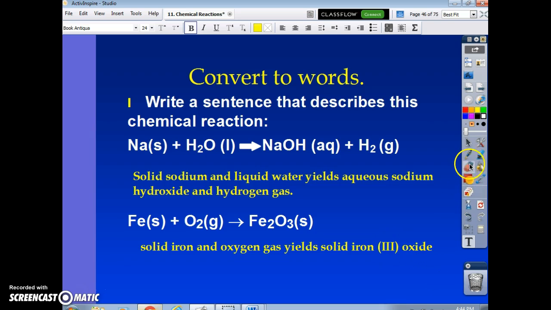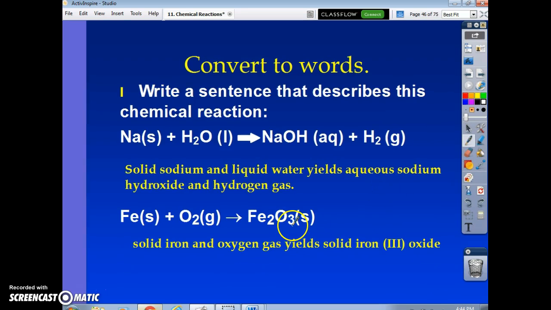How did I figure out the charge? Hopefully you remember that what you have to do is uncross it here and you're going to get a 3. Uncross it here and get a 2. Does oxygen normally carry a charge of 2? It does. So there you go.